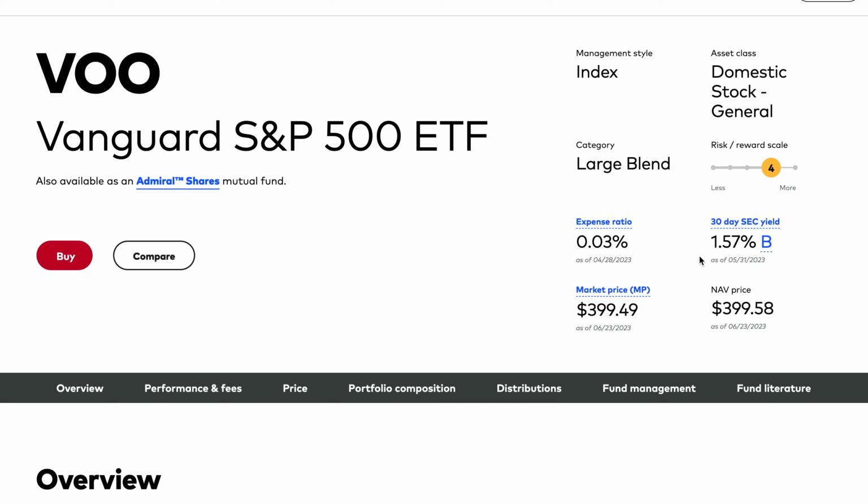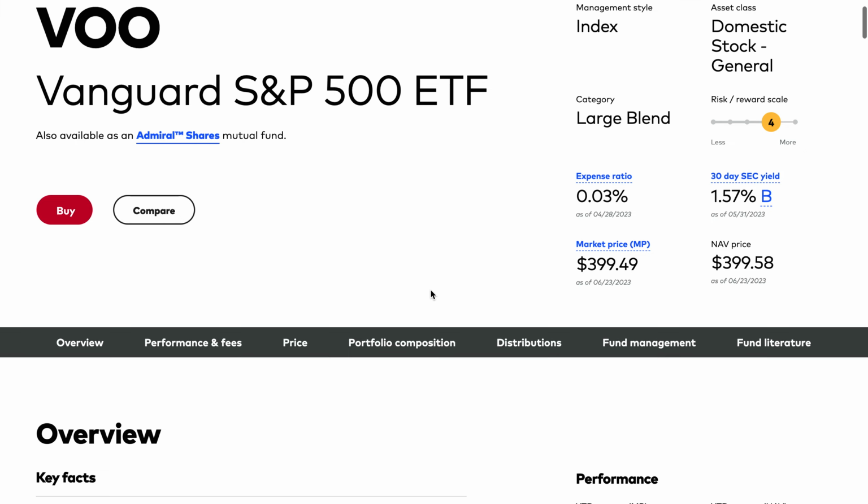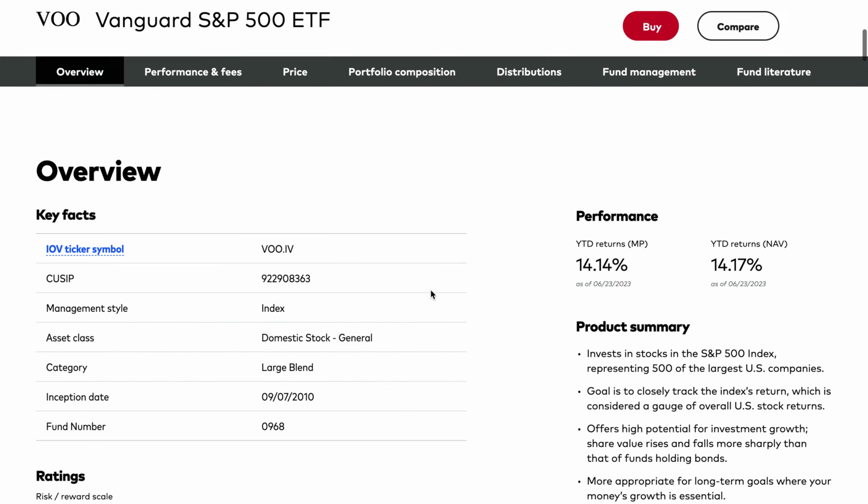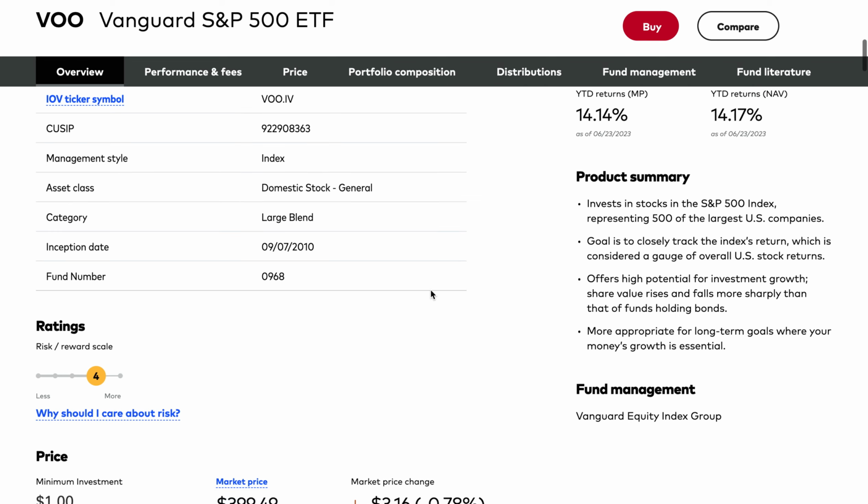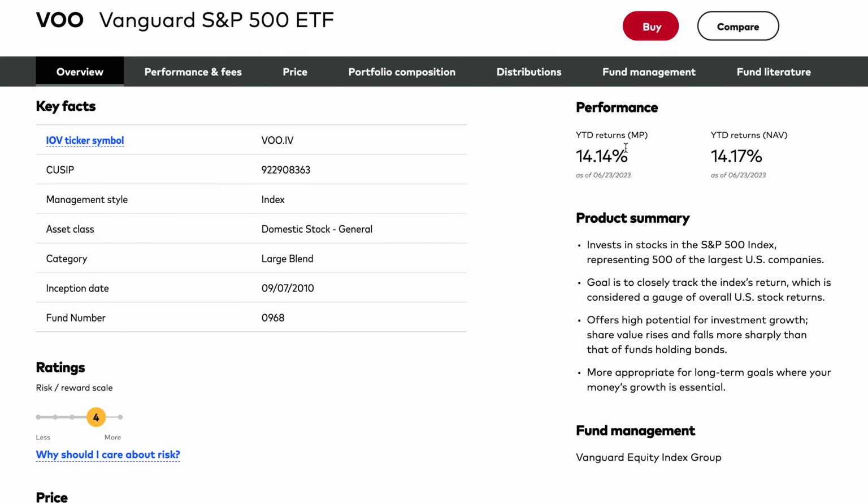Here we have the dividend yield, or the trailing yield, 1.57%. So not super high here. The market price and the net asset value price are usually very, very close. So let's scroll down. Here we can see the performance year to date. Year to date, it is up about 14.17%. So that is great. That's been the huge rally, with the large cap tech companies making up a large part of this ETF, which we will look at in a minute.